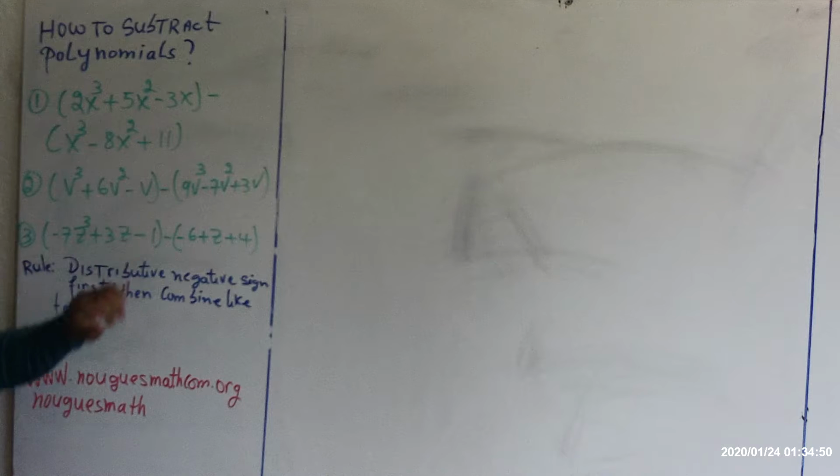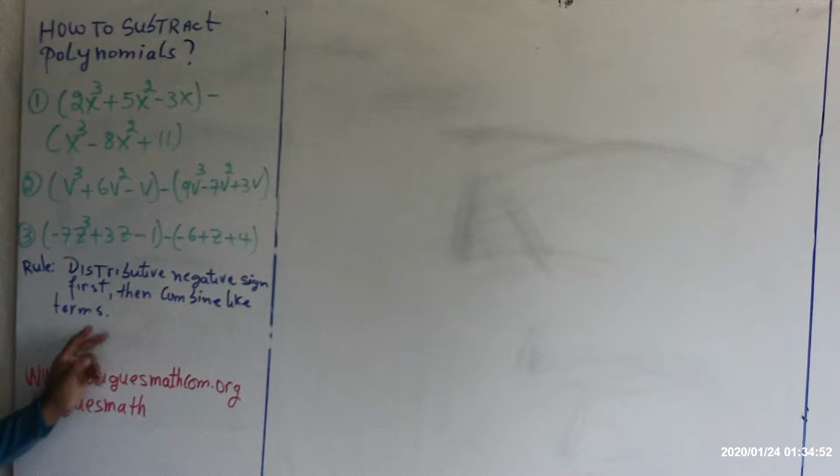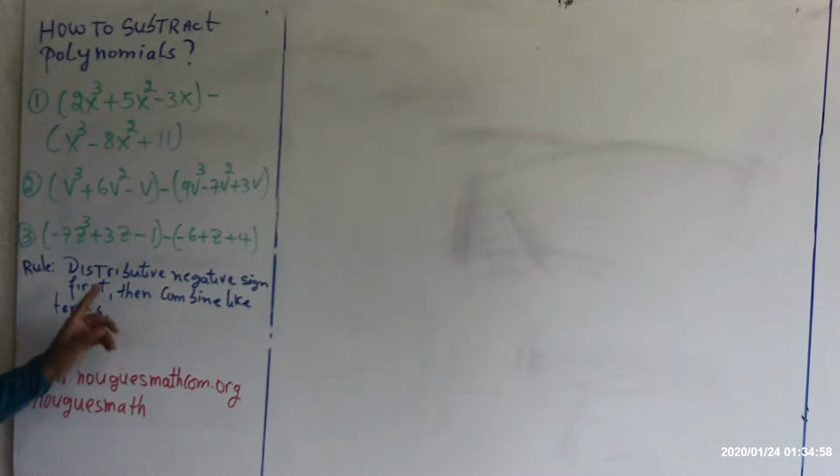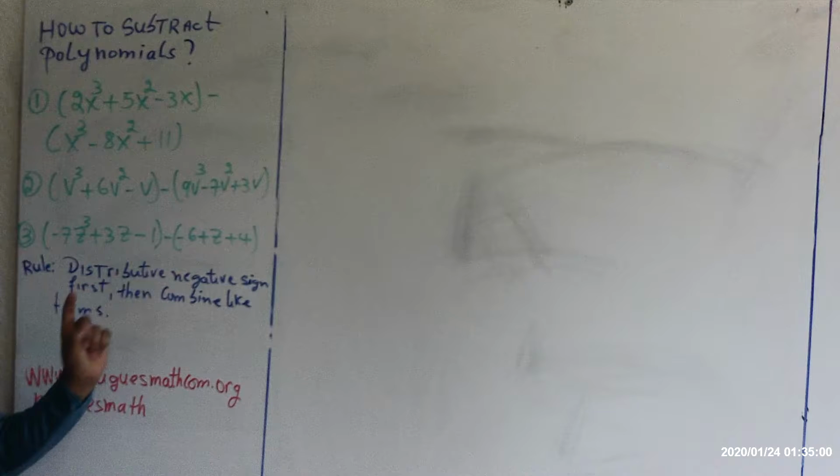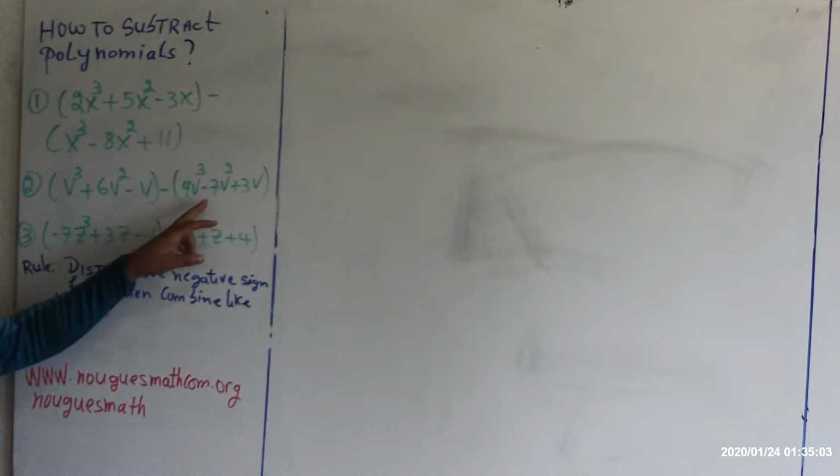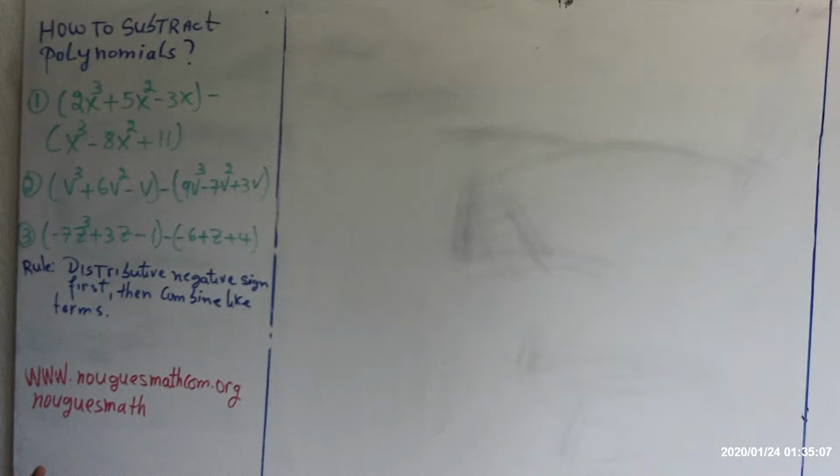Okay? After that, you combine like terms. That's very simple, very easy. The first step is to distribute the negative sign with each term inside the parentheses. Then you combine like terms. Let's do the first example to show you.